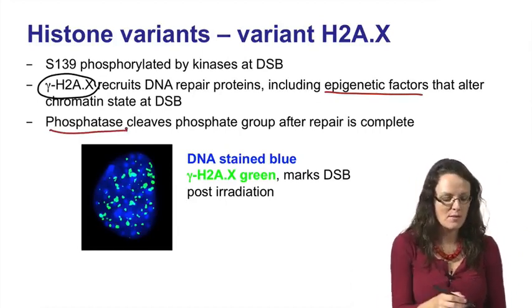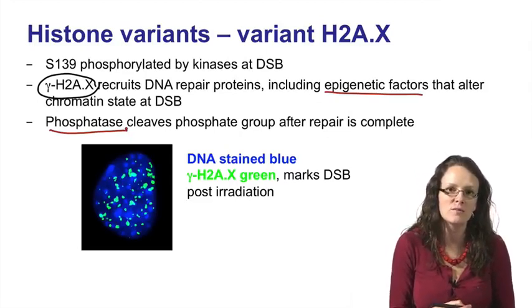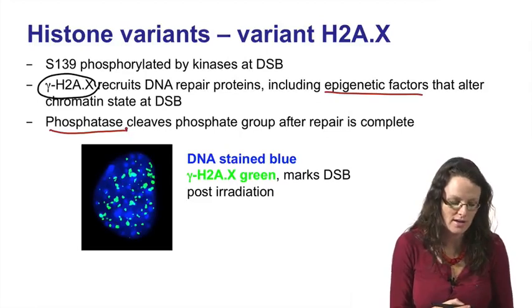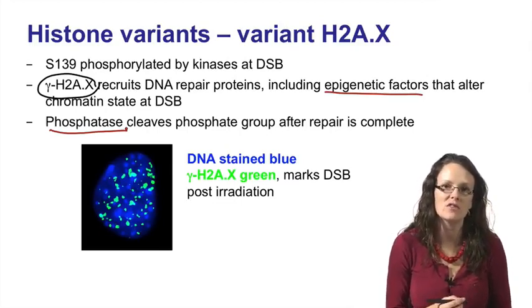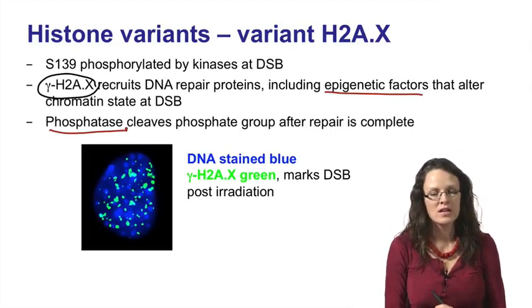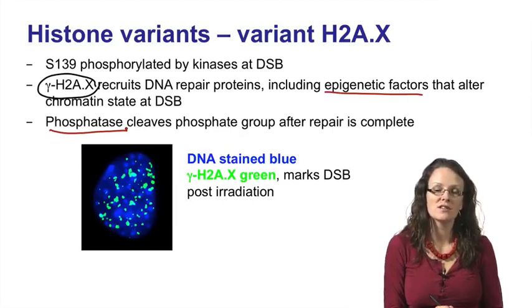So this image here is a nucleus where the DNA is stained by DAPI, and this is a blue dye, but the gamma H2AX is stained with green. And so you can see these densely green foci spread throughout the nucleus, and these are all of where the double-strand breaks are clustering. This is a nucleus that's been exposed to irradiation, and this is why we can see gamma H2AX at all within the nucleus.